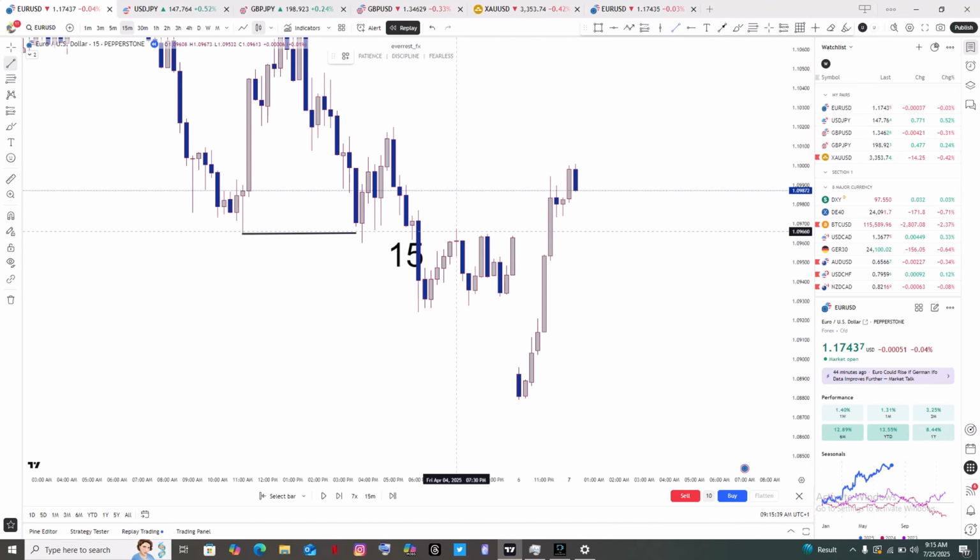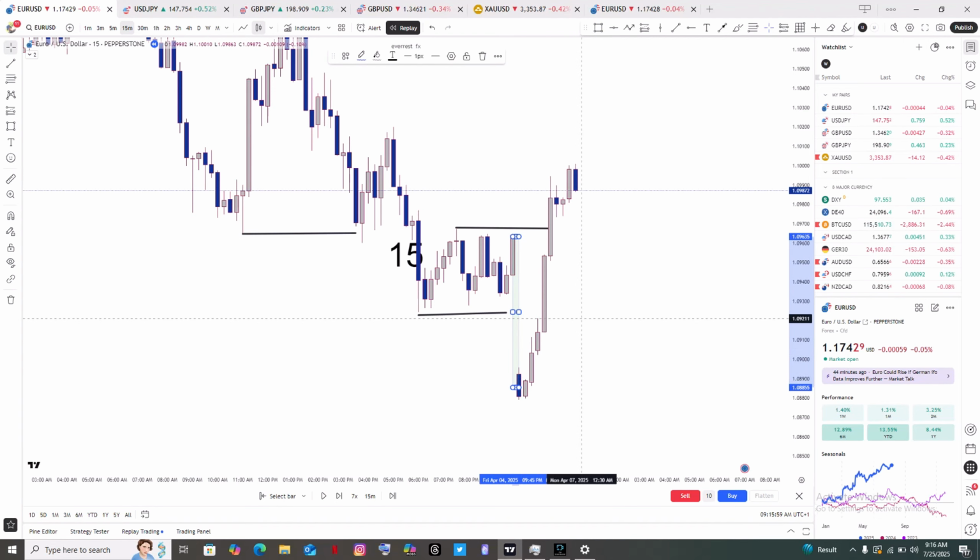This place. This is a change of character. Why? Because this place broke structure. Now, this long space you see here usually happens in the beginning of a new week. We usually call it a gap. I will not talk about that now until we get to the advanced class.